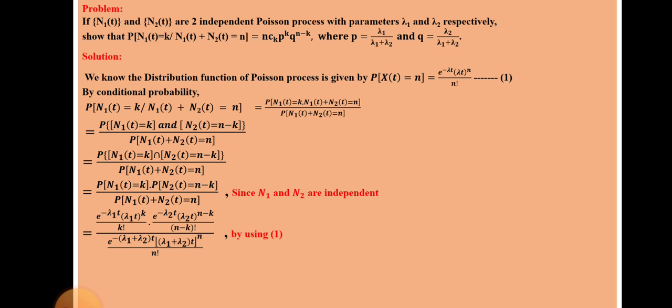We are using e power minus lambda 1 t, lambda 1 t power k by k factorial, into e power minus lambda 2 t, lambda 2 t power n minus k by n minus k factorial, divided by e power minus lambda 1 plus lambda 2 t, lambda 1 plus lambda 2 t power n by n factorial. Reversing the denominator, n factorial will come to the numerator, and k factorial and n minus k factorial stay in the denominator. Grouping the e power terms in the numerator, e power minus lambda 1 plus lambda 2 into t, the balance is lambda 1 t power k, lambda 2 t power n minus k. In the denominator, e power minus lambda 1 plus lambda 2 t terms are the same, so numerator and denominator terms get cancelled.